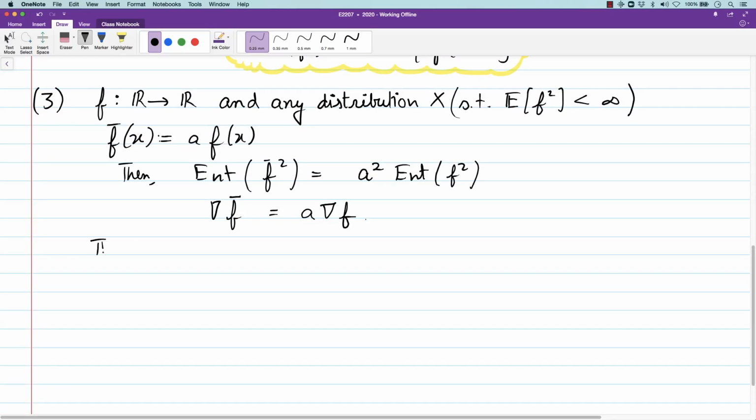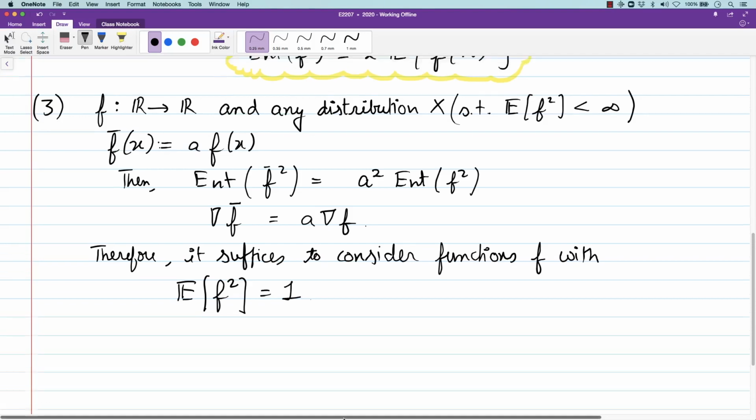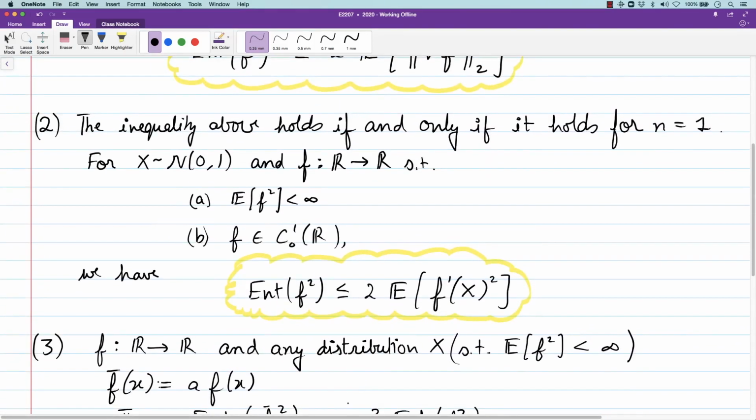Okay. And therefore it suffices to consider functions f with, we can normalize them, expected value of f squared equal to 1. Earlier we were saying the expected value of f squared is finite, but we can always normalize a function, the inequality doesn't change. So in the second form here, we might as well just require the expected value of f squared equal to 1.